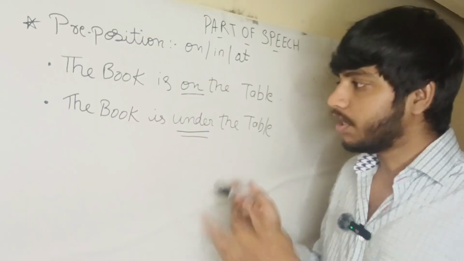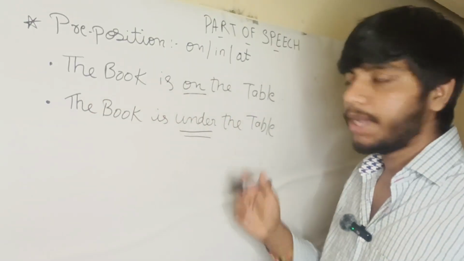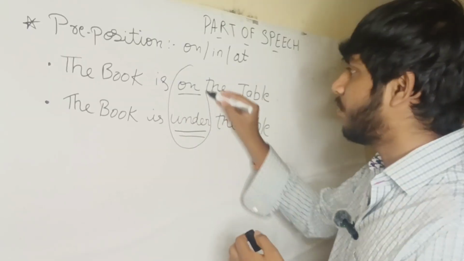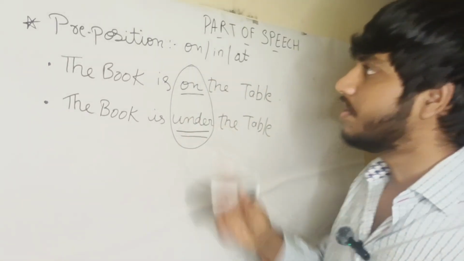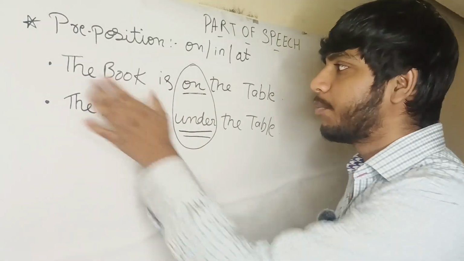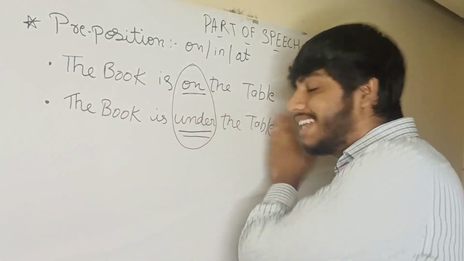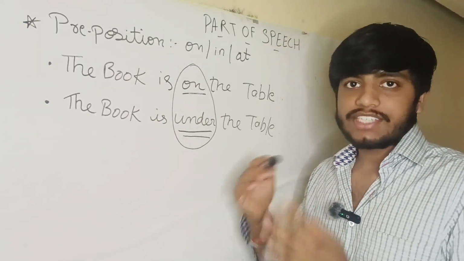Where is the book? The book is under the table. Where is the book? The book is on the table. Okay, these words like on, in, at, under are the words which show the position of an object or a thing. The book is on the table, the book is under the table. This is known as preposition. I hope you understand. Now let's move to the next concept.